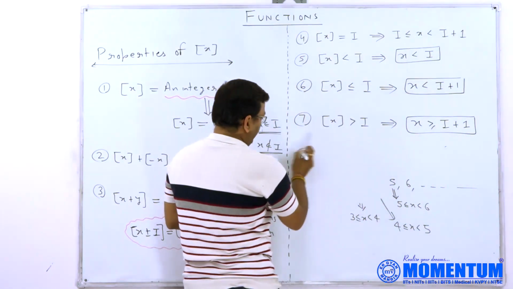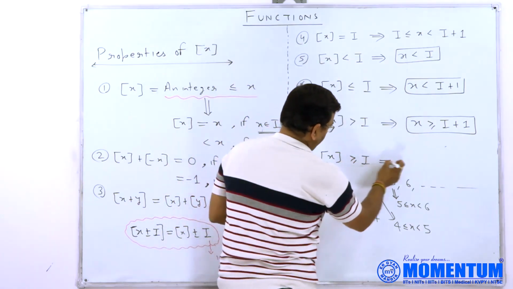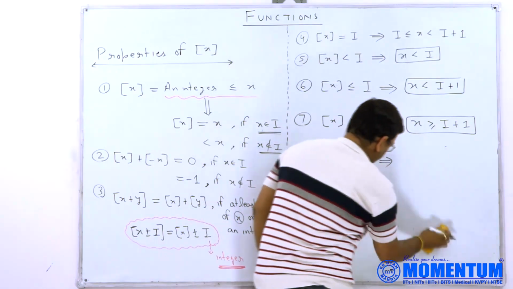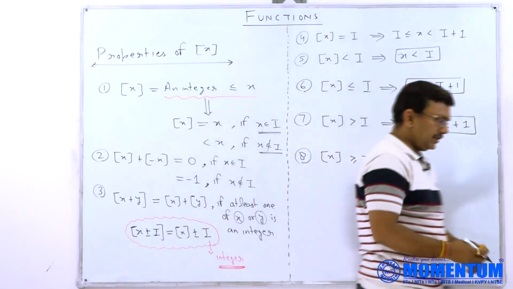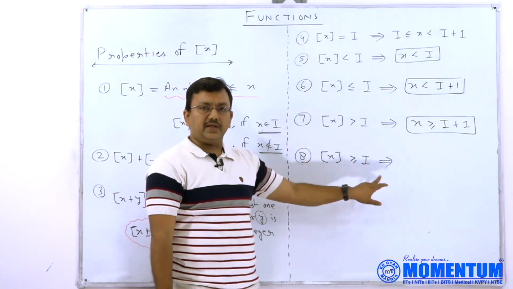Now number 8, square bracket x greater than or equal to I. Do it. Tell me the result. Square bracket x greater than or equal to I.